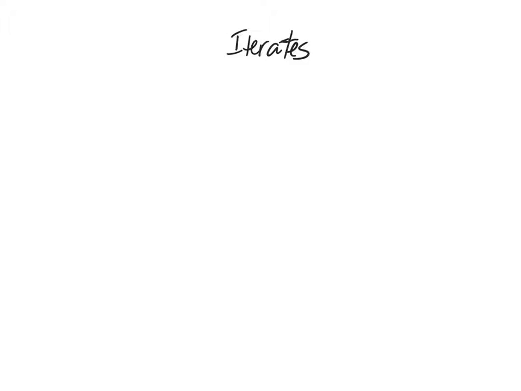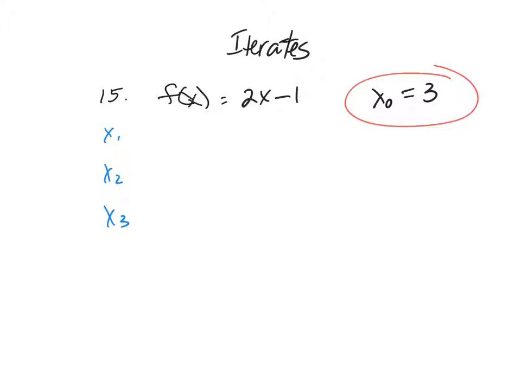All right, when you're doing iterates, it's pretty simple. Let's do number 15. It says f of x equals 2x minus 1, and the initial value is 3. And what they want here is x1, x2, and x3, okay? To find x1, we plug in this initial value here.